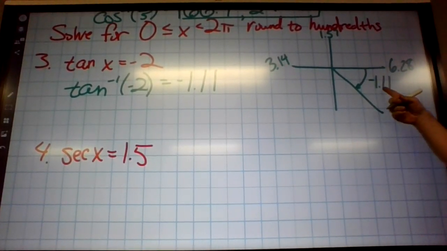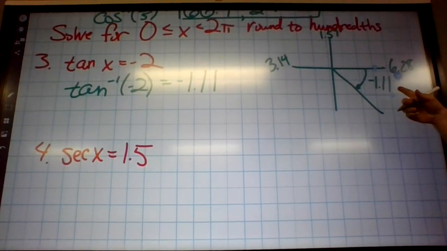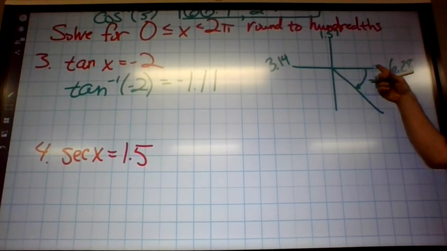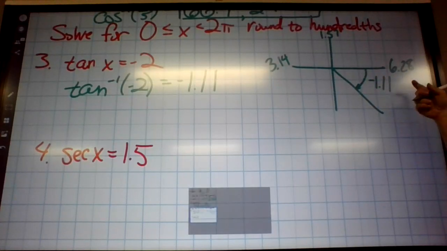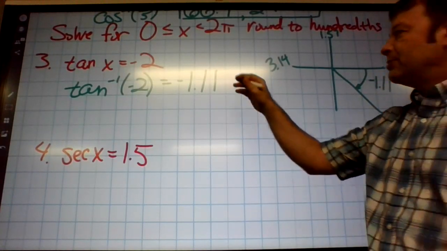Watch the coordinates you give me. But this is our reference angle. This tells us how far we are from the x-axis. So the 4th quadrant angle will be 6.28 minus 1.11.